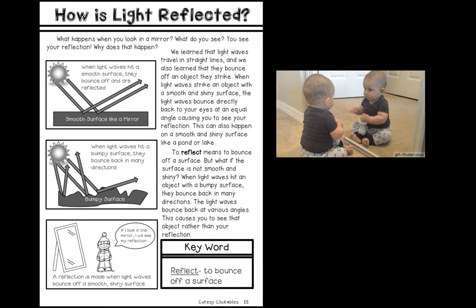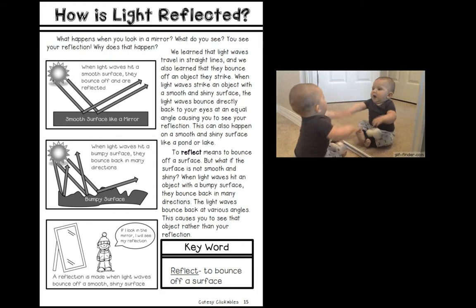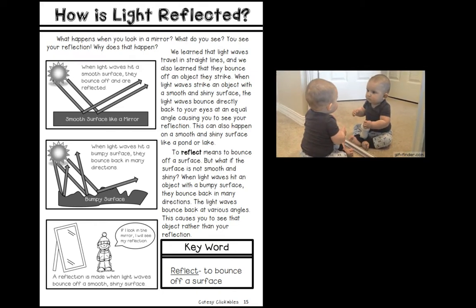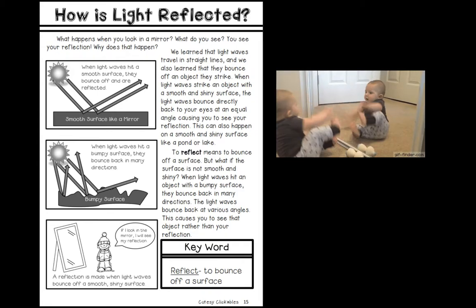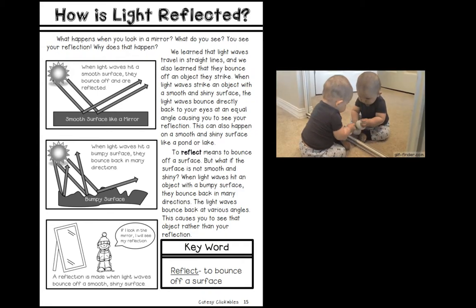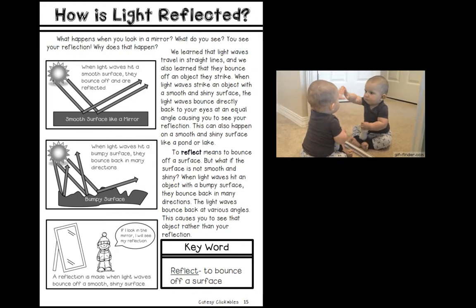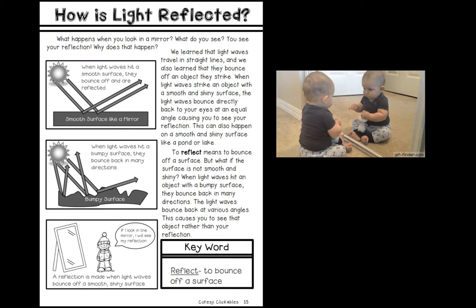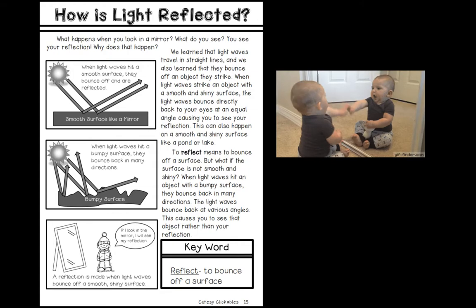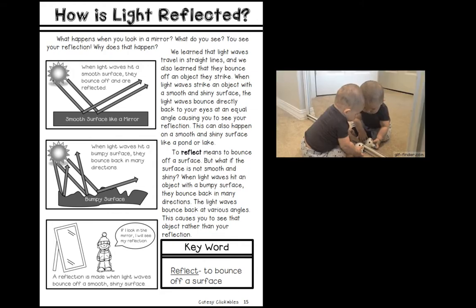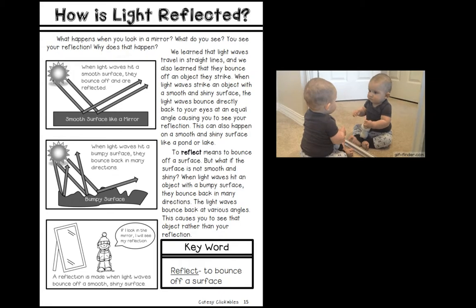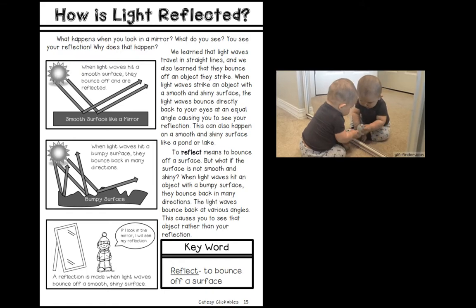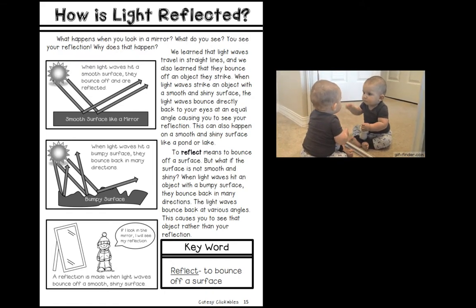So as you're trying to think about how light is reflected, I want you to think about what happens when you look in a mirror. What do you see? Of course, we know you see your reflection, but why does this happen? Earlier we learned that light waves travel in straight lines, and that they bounce off an object when they strike it. When light waves strike an object with a smooth and shiny surface, the light waves bounce directly back to your eyes at an equal angle. This is what causes you to see your reflection. This can also happen on a smooth, shiny surface, such as a pond or a lake.